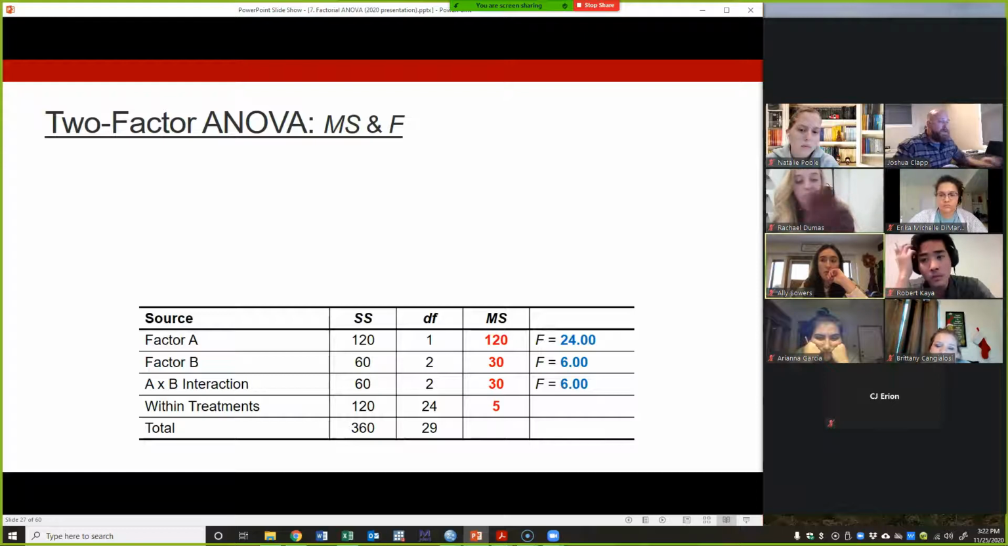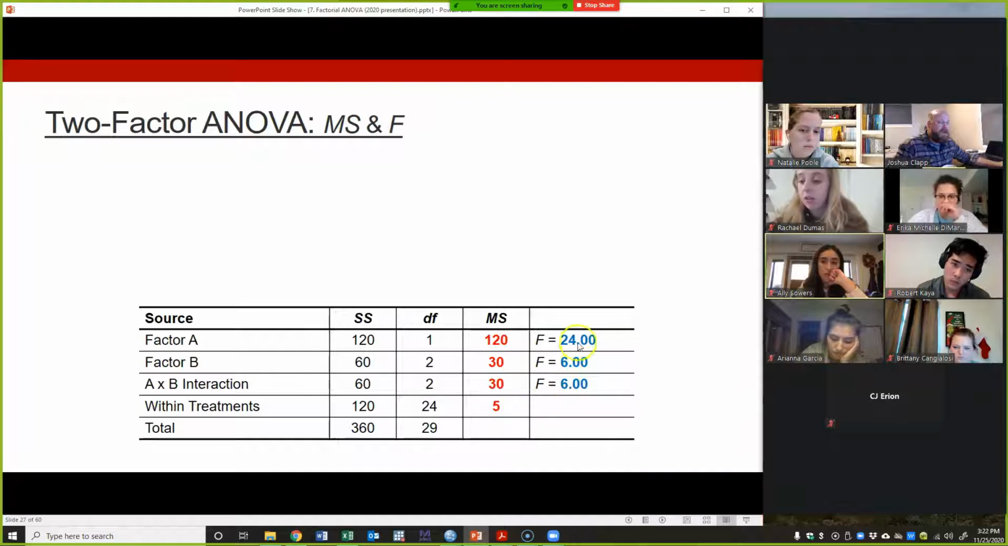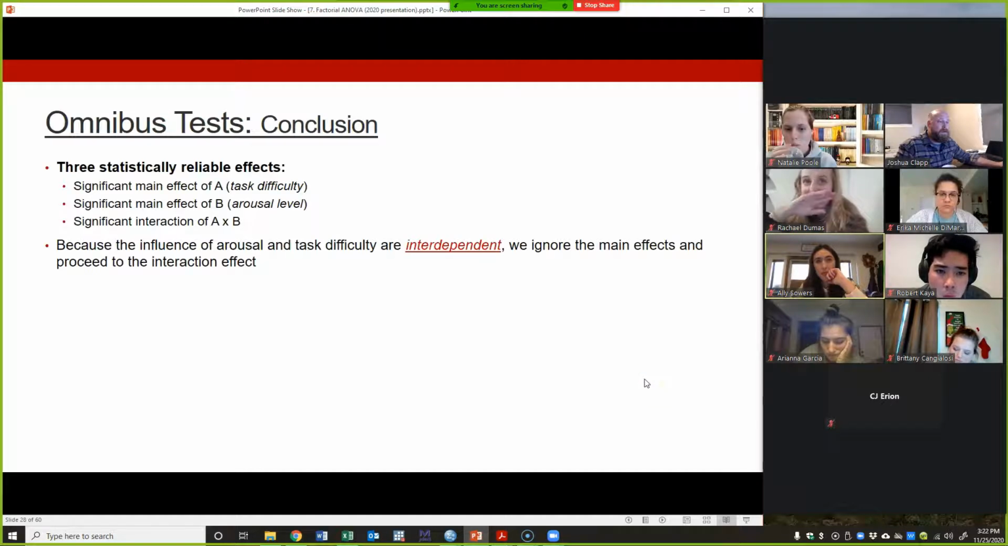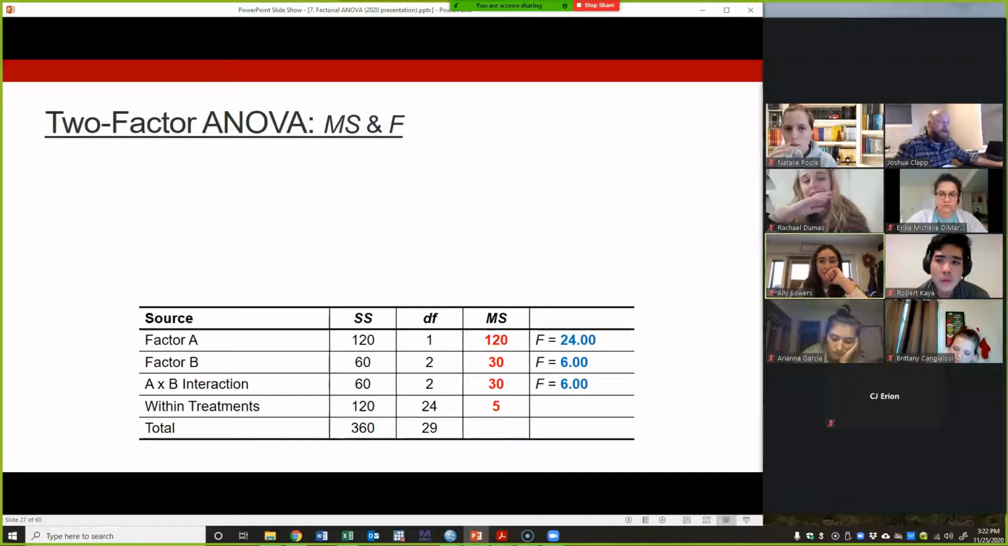So here, what we've done is we've got a sum of squares. We take a sum of squares divided by the degrees of freedom, and we get a variance estimate. In ANOVA, we call this mean squared. Then I can start to calculate my F statistics. I'm just taking my mean squared divided by my error mean squared. That gives me an F test for factor A, an F test for factor B, and then an F test for my interaction.